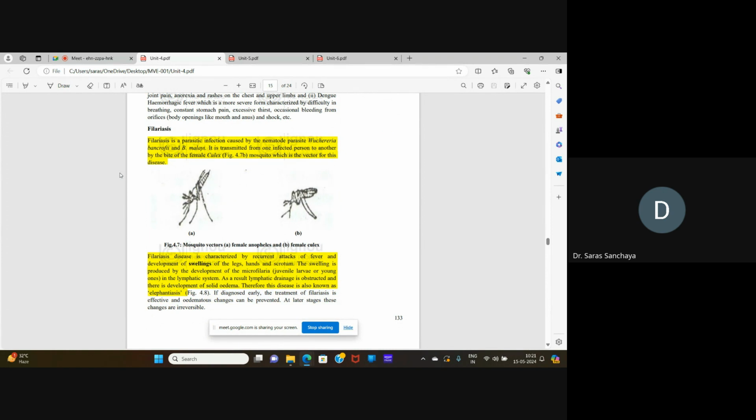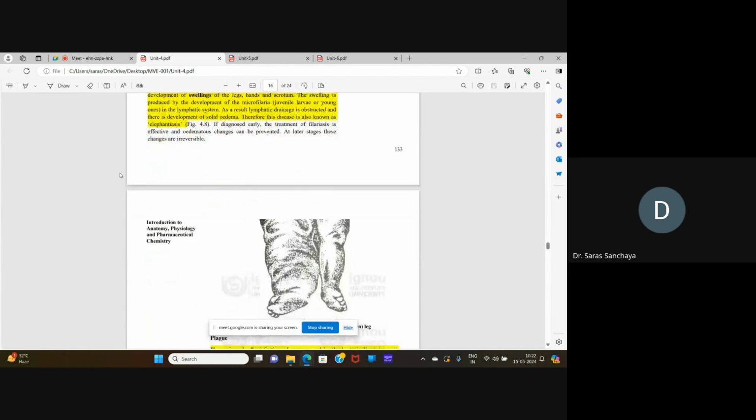Filariasis disease is characterized by recurrent attacks of fever and development of swellings of the legs, hands, and scrotum. The swelling is produced by the development of microfilaria, that is juvenile larvae or young ones, in the lymphatic system. As a result, drainage is obstructed and there is development of solid edema in the organs. Therefore, this disease is also known as elephantiasis because there is excessive swelling of hands and feet.